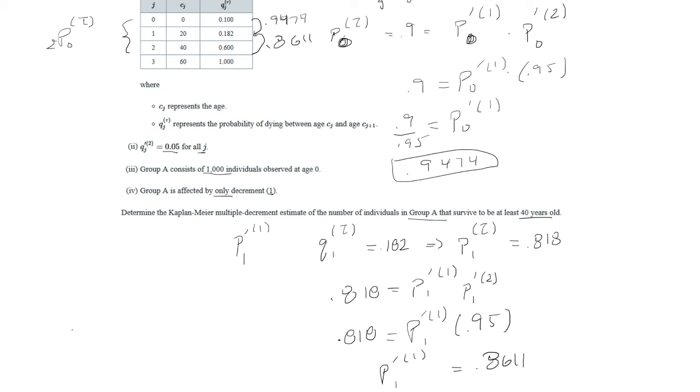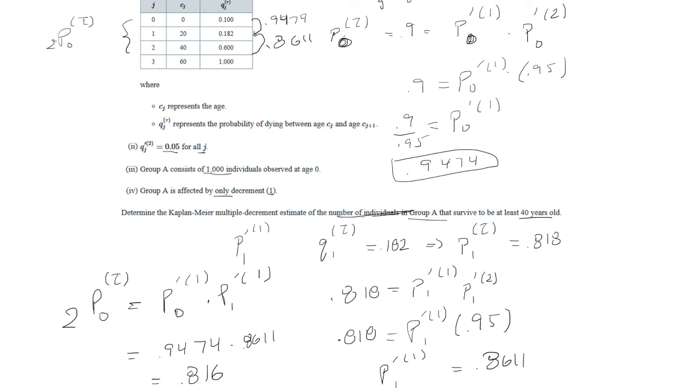So we want to find surviving 2 years starting at age 0. And because we don't care about decrement 2, we could just multiply this. And that's the same thing as 0.9474 times 0.8611. So the final answer, well, the probability is 0.816.